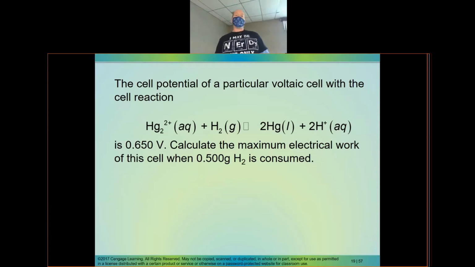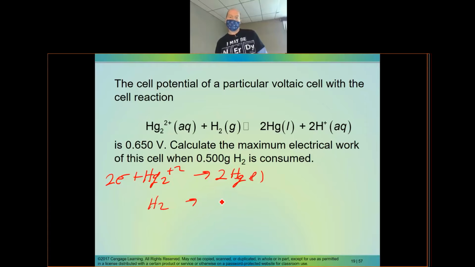All right, so the way that we're going to do this problem is we're going to break it into two of our half reactions. So we see that we have Hg2 2+ going to 2Hg, liquid. To balance this with electrons, we need 2 electrons. We also have H2 going to 2H+. To balance that, we need 2 electrons. All right, and so we're going to look up our E values on table 19.1.